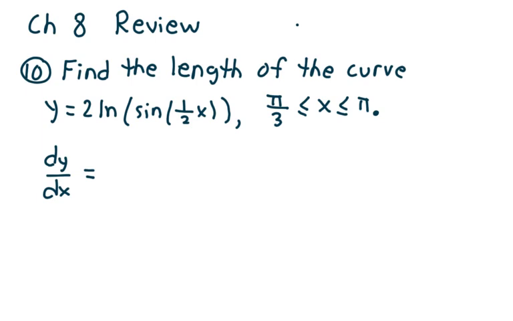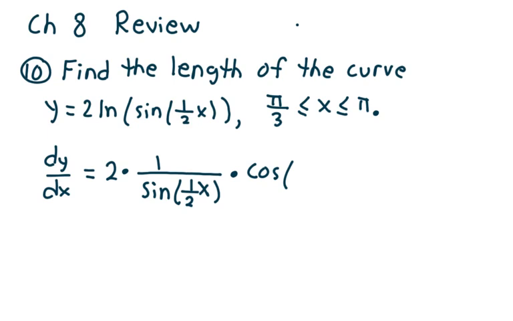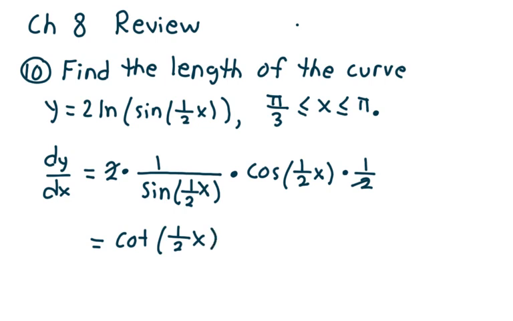dy dx equals 2 times 1 over sine of 1/2 x times cosine of 1/2 x times the derivative of 1/2 x, which is equal to 1/2. But if you notice, the twos cancel, and what we have left is cotangent of 1/2 x. Remember, cosine of 1/2 x divided by sine of 1/2 x is cotangent of 1/2 x.